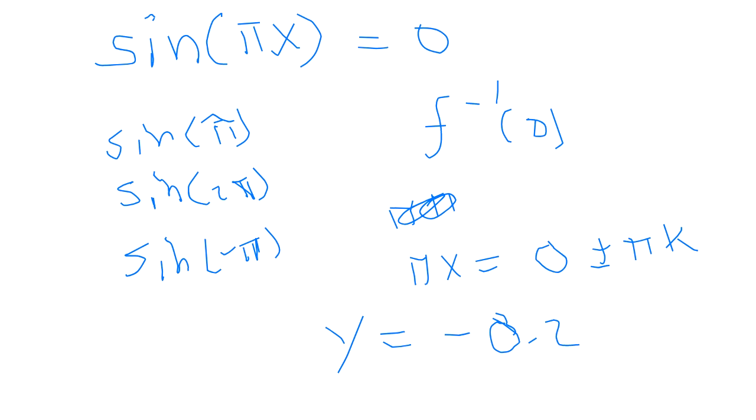So the answer was all integers, because any integer you put in there, the sine of it will be 0. Sine of 2 pi is 0, sine of 3 pi is 0, sine of 4 pi is 0, sine of negative pi is 0, sine of negative 2 pi is 0. You get the point. All right.